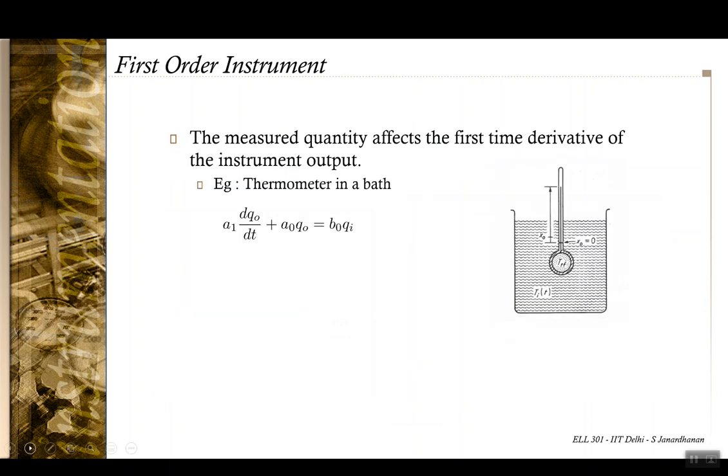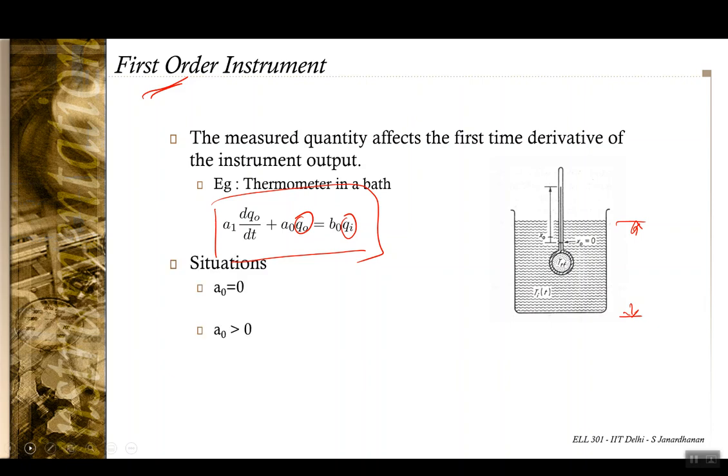Okay, now let's go to the first order instrument. So in case of a first order instrument, the measured quantity affects the first time derivative of the instrument's output. And as I said earlier, the classical example of such an instrument is a thermometer that is kept in a bath of a liquid at some particular temperature. So the relationship between the reading of the thermometer Q0 and the input is given by a first order differential equation in this case.